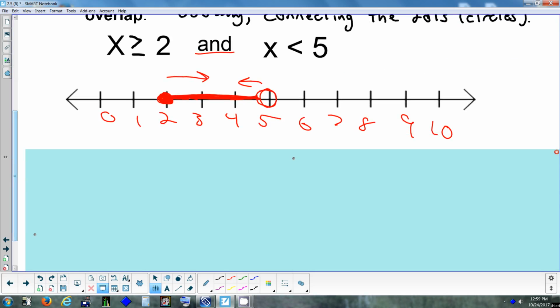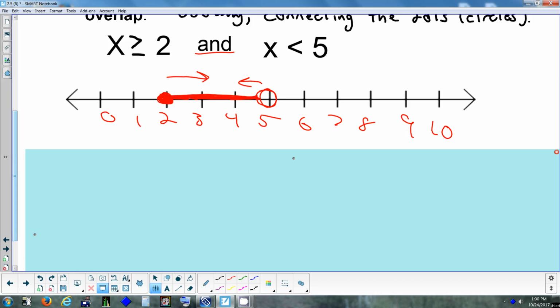Now, for an and, your solution has to work for both inequalities. It has to work for both. Can't work for not one and not the other. So if I plugged in 2, 2 is greater than or equal to 2, that works. 2 is less than 5, that works. So for an and, the solution that you get has to work for both inequalities, not just one or the other. That's why it's that certain set of numbers.